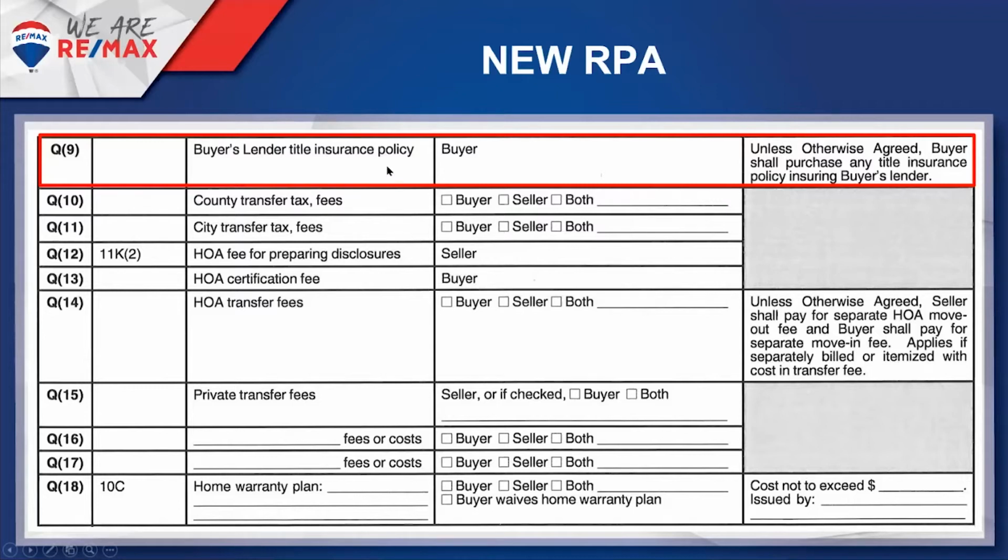Okay, buyers, lenders, title policy, that's paid by the buyer. Traditionally, transfer taxes, either side, city transfer taxes. We don't have any in our area, but you select that.